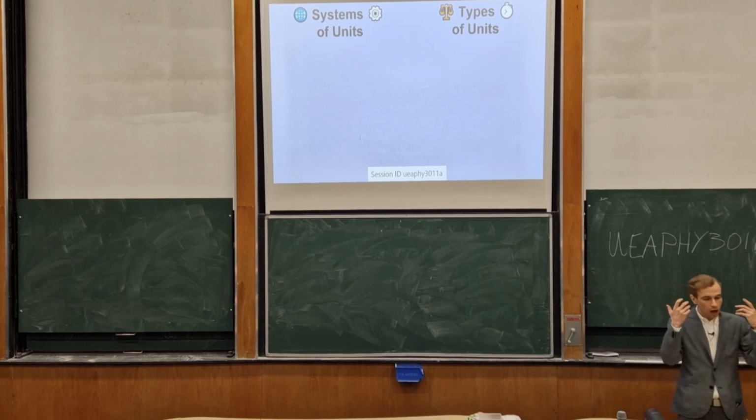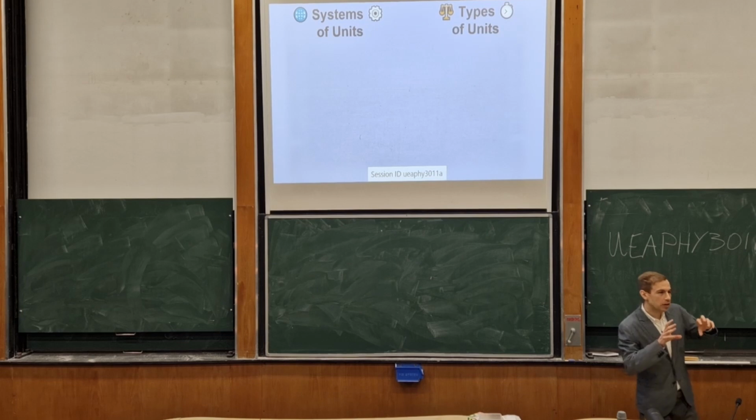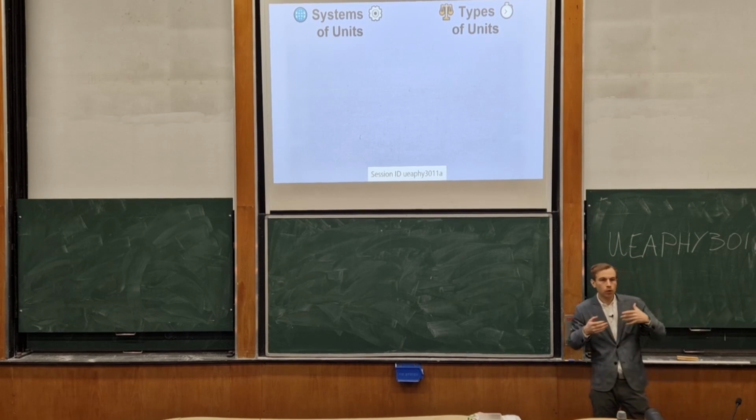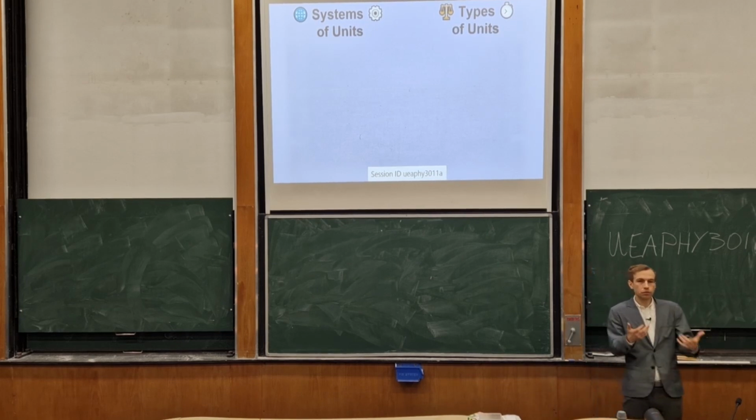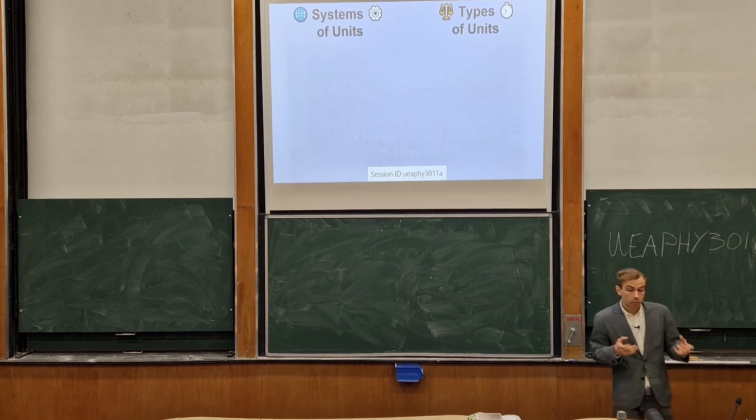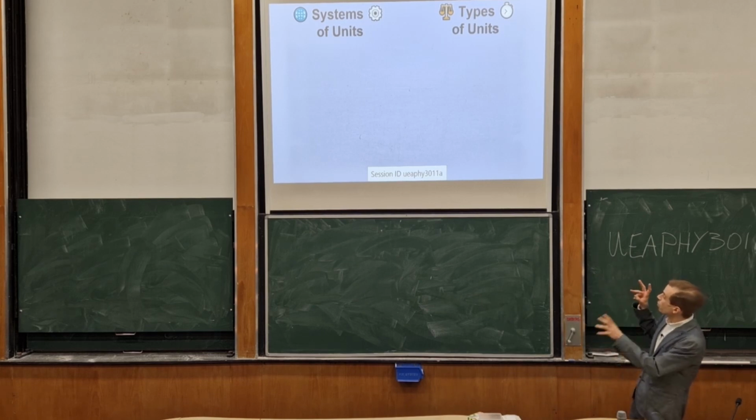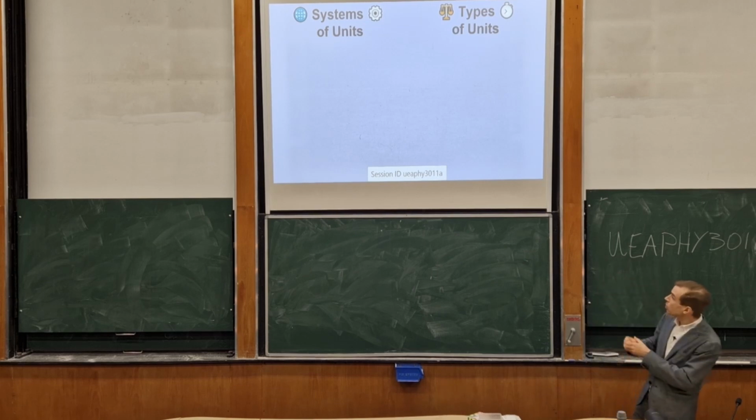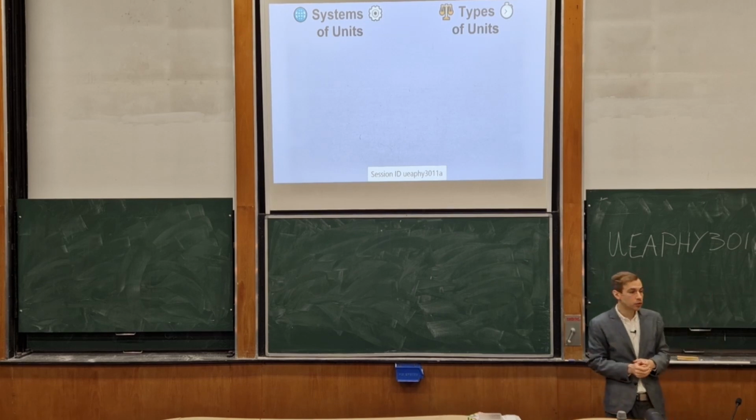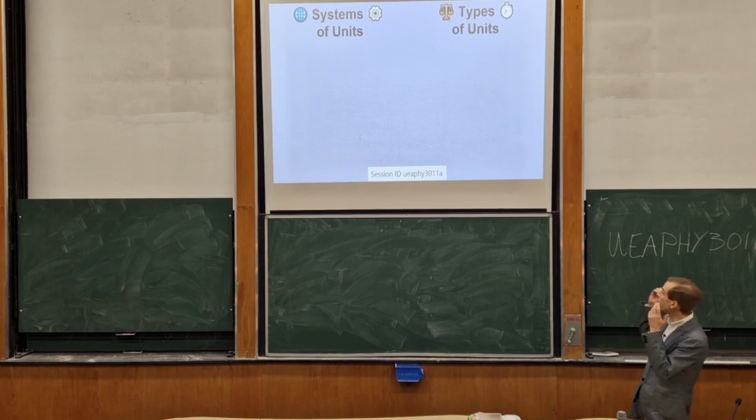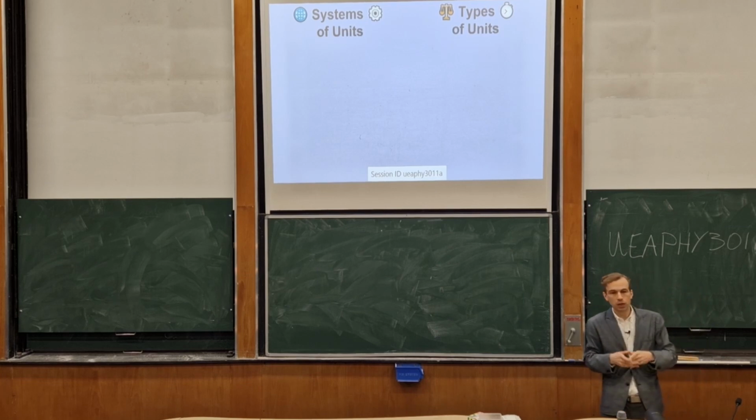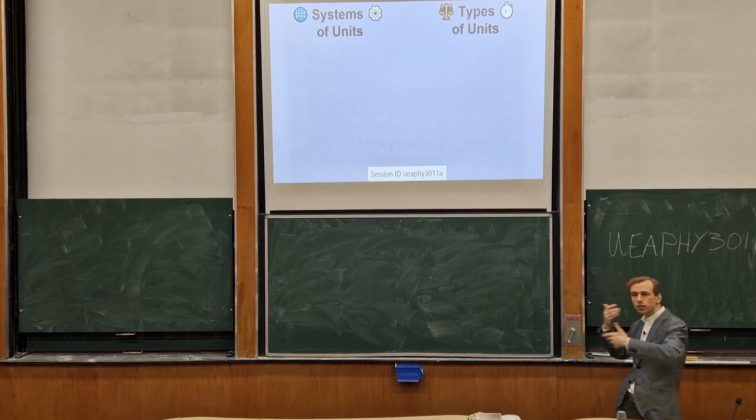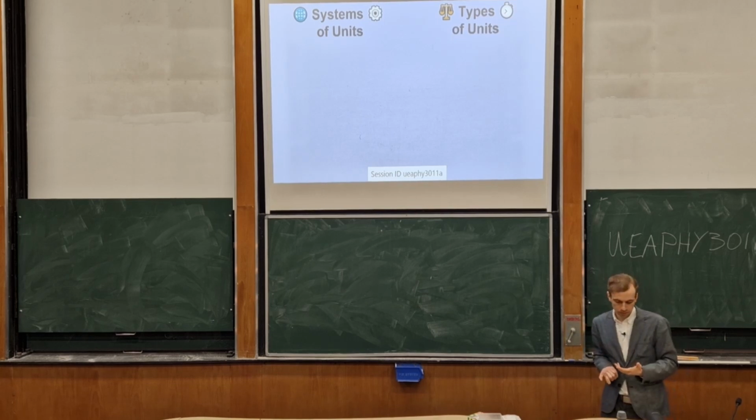So I really try to minimize the amount of jargon and technical terms when we're talking about physics, because very often it can be a distraction. But when it comes to units, there are a couple of things that we do have to be pretty sure about what we mean. So we have to know what we mean by a system of units, and we have to know what we mean by types of units, because we can get different types of units. And these are two different things.